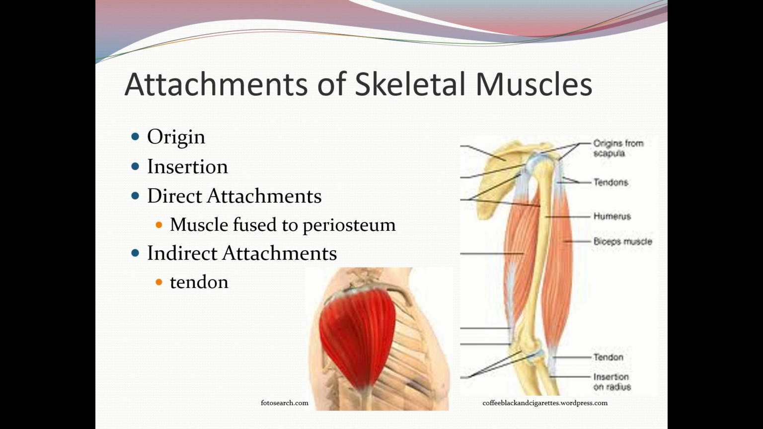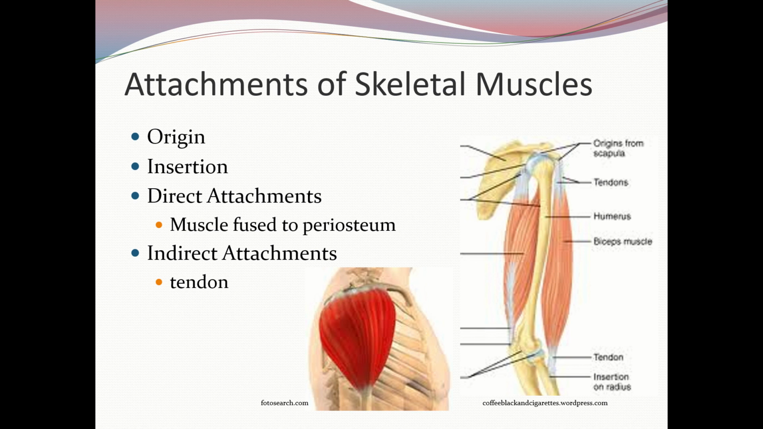The attachments of skeletal muscles include the origin and the insertion, as well as direct and indirect attachments. The origin is going to be the part of the tendon attached to the immobile bone when a movement is produced. So the origin will not move. The insertion is the part of the tendon that attaches to the bone that is going to move during movement.